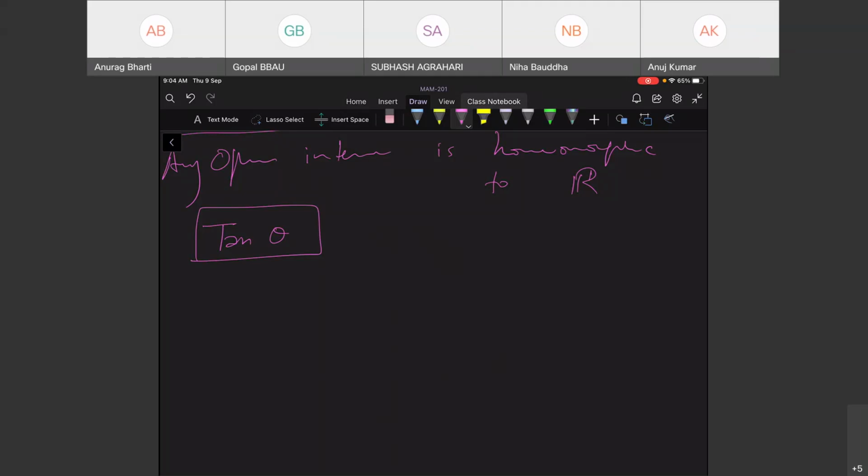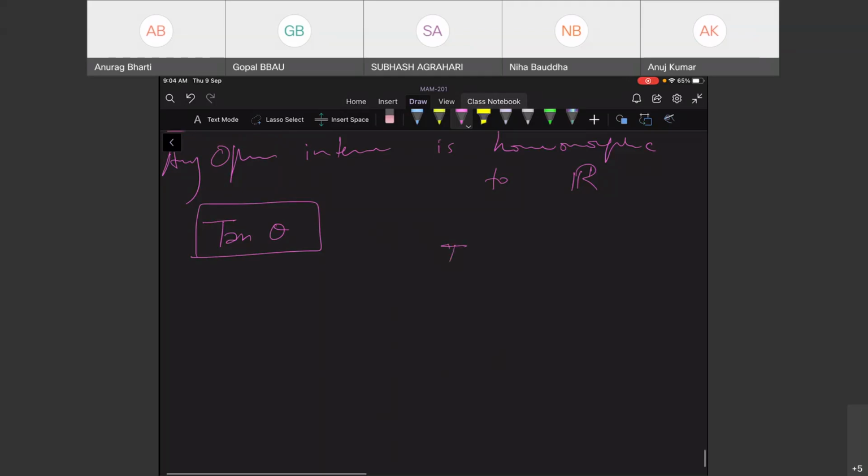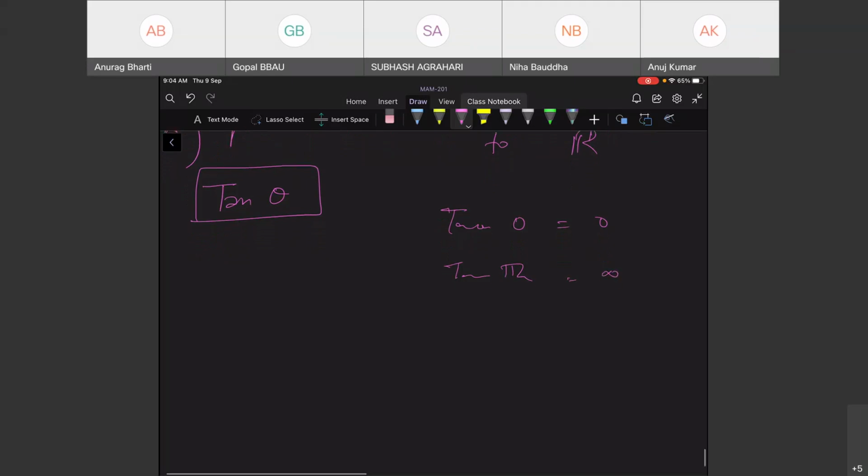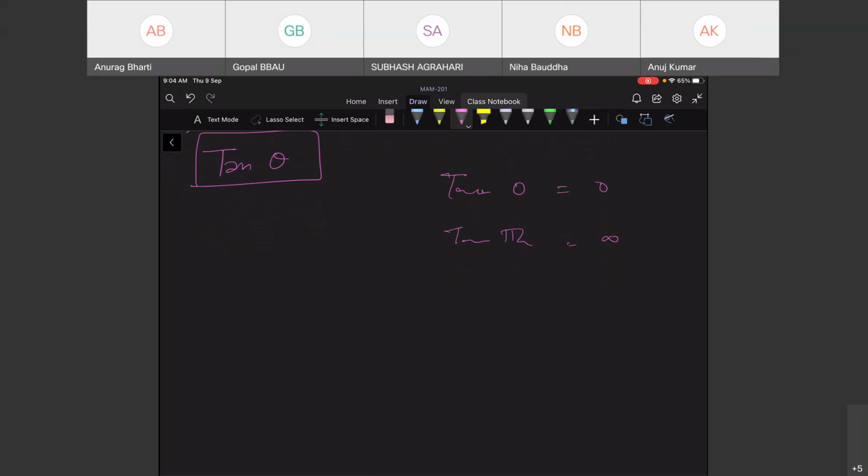ओके, टेंजेंट थीटा की वैल्यूज क्या क्या होती थी? चलो, टेंजेंट थीटा जीरो पर क्या होता था? जीरो होता था. tan 0 is 0, और tan पाई बाई टू कितना होता था? अनडिफाइंड. ओके, इनफिनिटी कहते थे. और tan माइनस पाई बाई टू क्या होता है? This is minus tan of पाई बाई टू, तो माइनस इनफिनिटी.